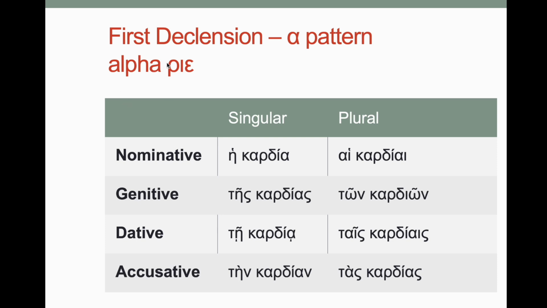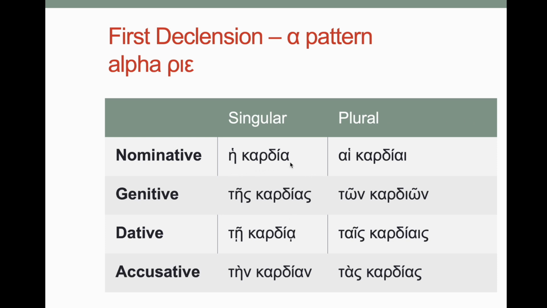So if an alpha ending first declension noun is preceded by an iota, an epsilon, or a rho, it will have this pattern. Okay, and that becomes very important. Those are the majority of first declension nouns. So this is by and large the most prevalent pattern for alpha ending nouns, but there's another pattern which I'm going to go through. So let's walk through it.